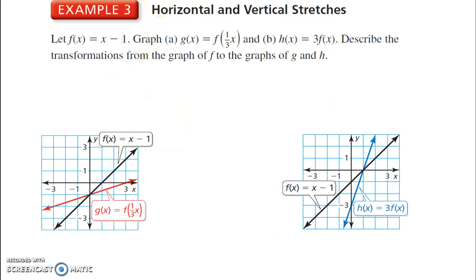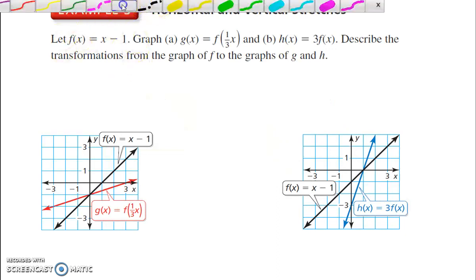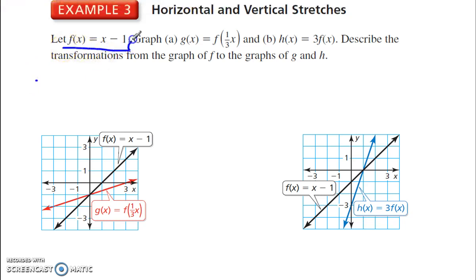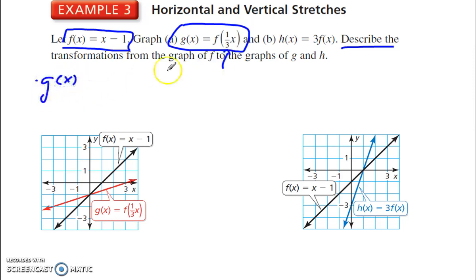All right, we want to look at this. We have this function right here, f of x equals x minus 1. We want to graph g of x equals f of 1/3 x and h of x equals 3 times f of x, and describe the transformations. We already have the graph set up here, and we're going to describe these. Remember, if it's inside the parentheses, g of x, that is a horizontal change.